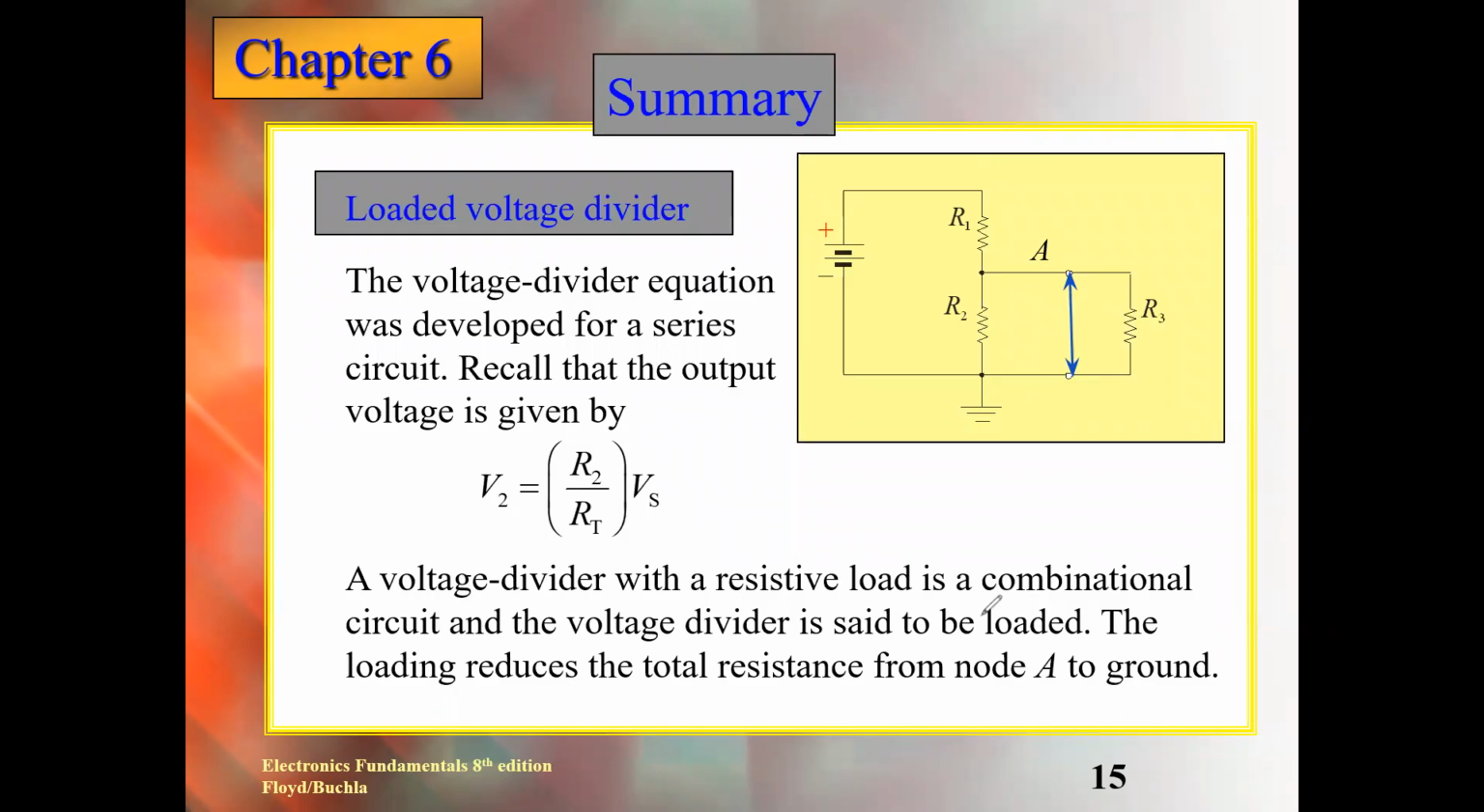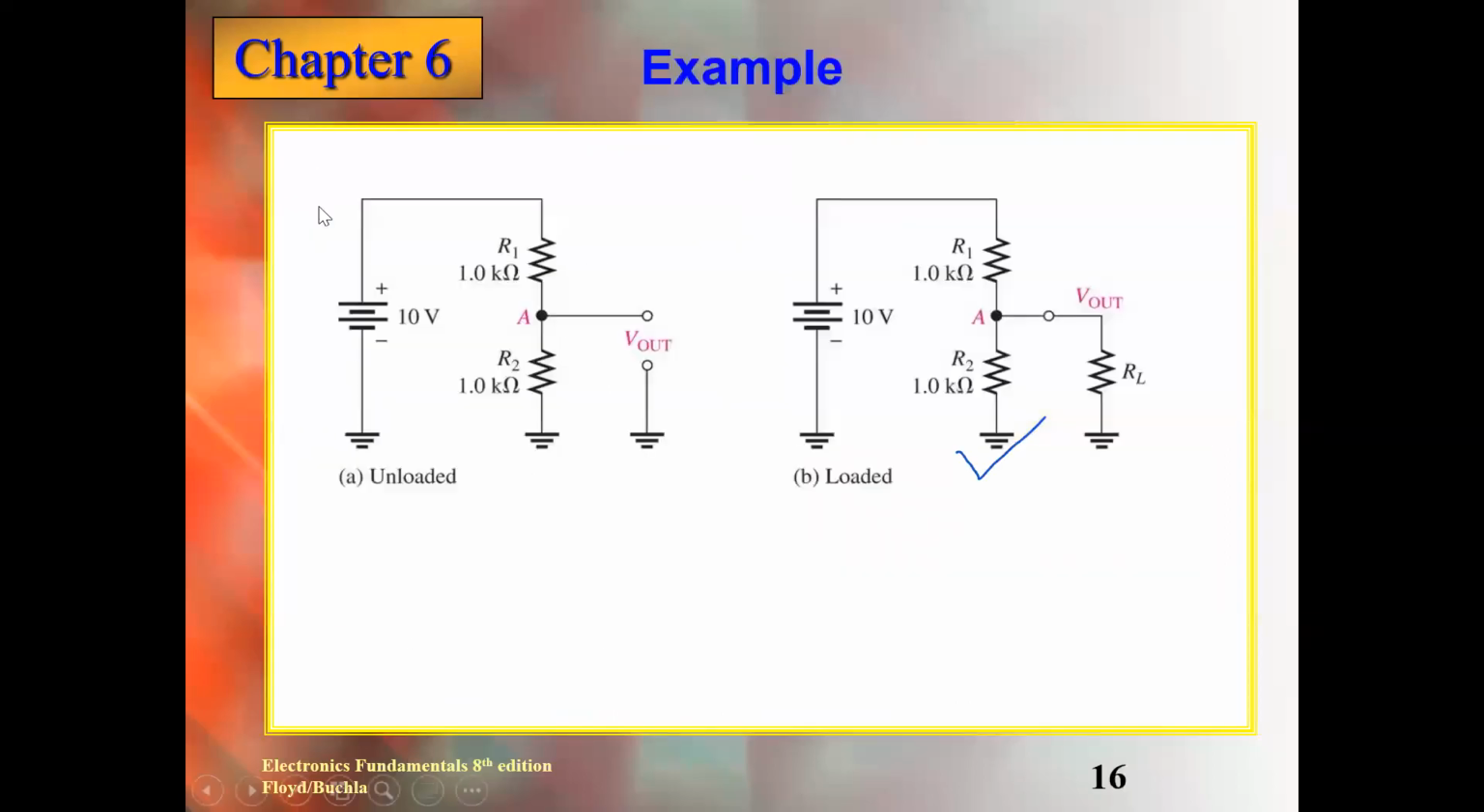So this is the point. What they said is that the loading reduces the total resistance from node A to ground. If the resistance changes, the voltage will also change. So how can we calculate the voltage in this situation of a loaded voltage divider? This is what we are going to learn next.